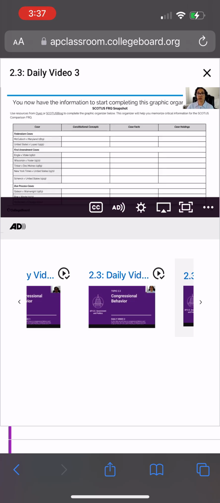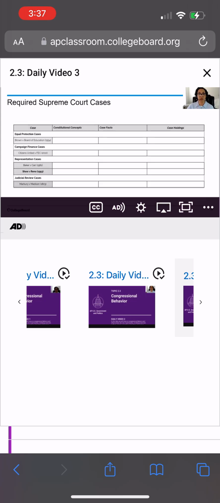Remember the SCOTUS FRQ snapshot? You've got a few of these filled out already from those earlier cases, and here we are on the second page where you can put in the information for both Baker v. Carr and Shaw v. Reno.